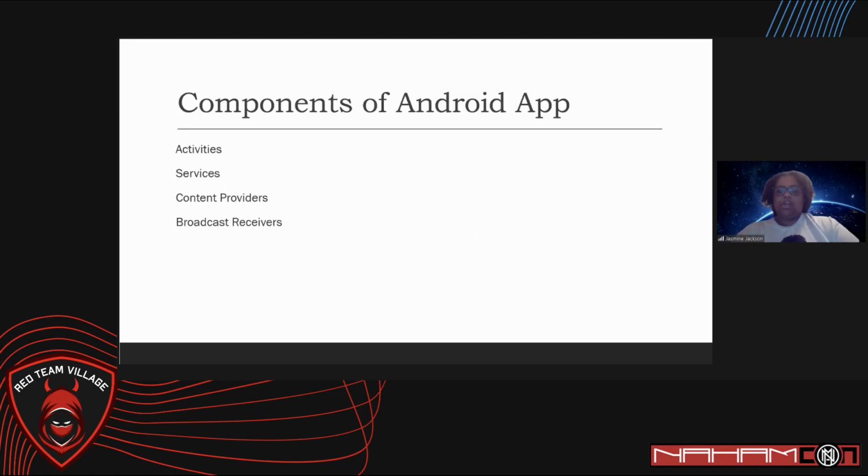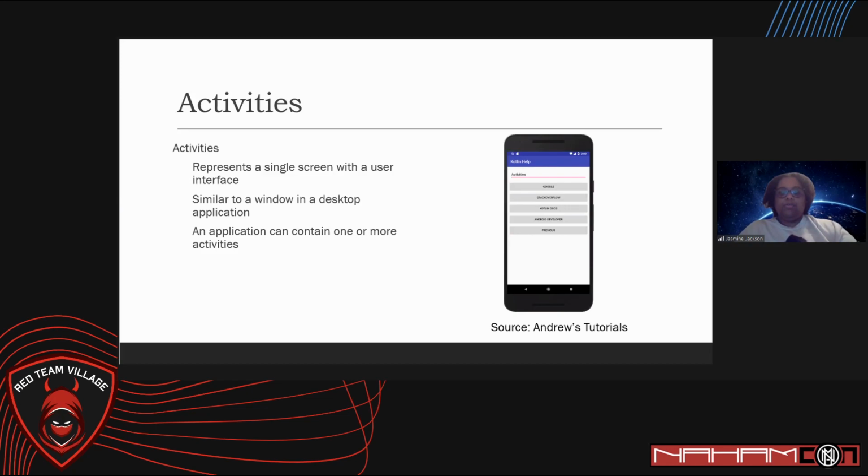So we're going to talk about components of an Android app. There are 4 components: an activity, a service, a content provider, and broadcast receivers. So let's get started. An activity represents a single screen with a user interface. This is similar to a window in a desktop application. And an Android app can have one or more activities.